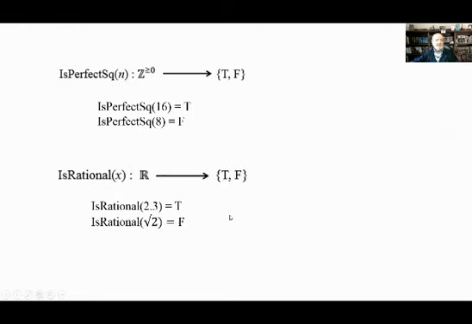Here's another example. Is perfect square n is from the set of non-negative integers to the set TF. Is perfect square 16? That's true. Is perfect square 8? That's false. Is rational x is a function from the set of real numbers to TF. Is rational 2.3? Yes, true. You can write this as a fraction. Is rational square root of 2? That's false, because square root of 2 is an irrational number.